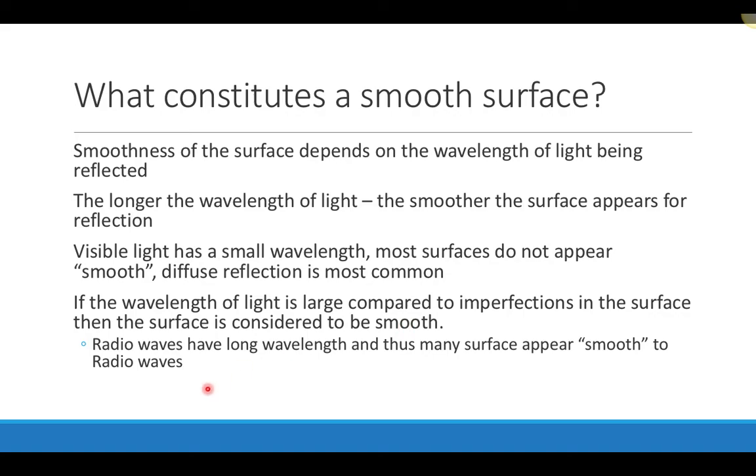So radio waves have very long wavelengths, and thus surfaces appear smooth to radio waves. Lots of surfaces appear smooth to radio waves. If you have radio waves coming in parallel to one another, they will reflect off, basically going in the same direction, because those wavelengths are so small.